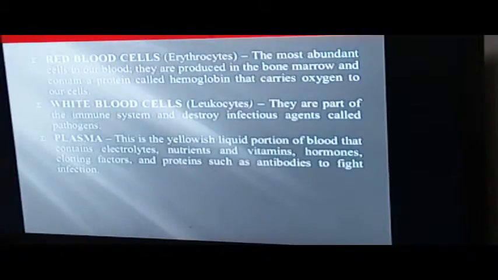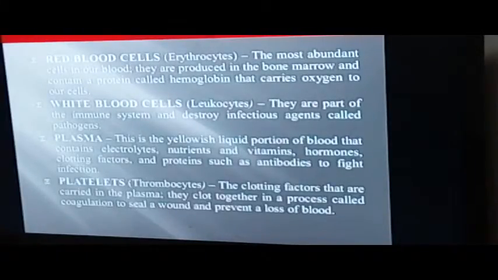Plasma is the yellowish liquid. It contains electrolytes, in other words, things like sodium, potassium, calcium, stuff like that. Nutrients that have been dissolved, vitamins, hormones we will talk about later, clotting factors we looked at a little bit in hemostasis, and proteins such as antibodies. These are the things that identify infection and fight it.